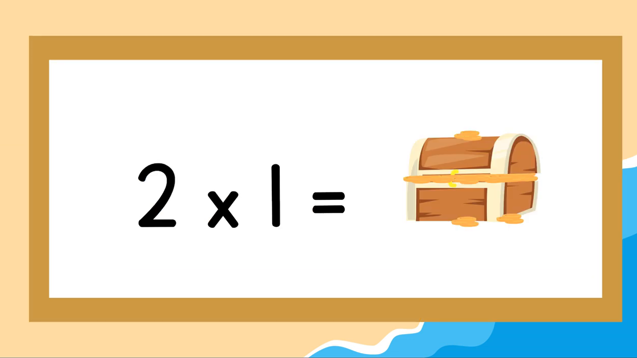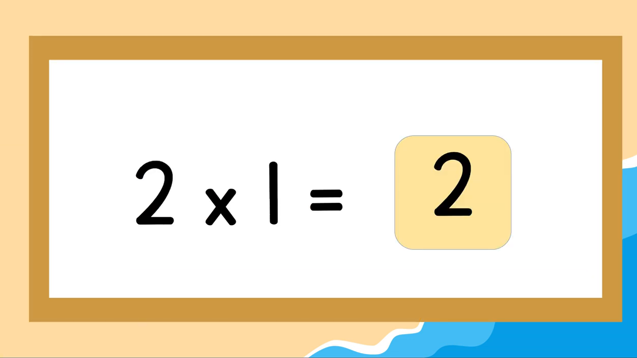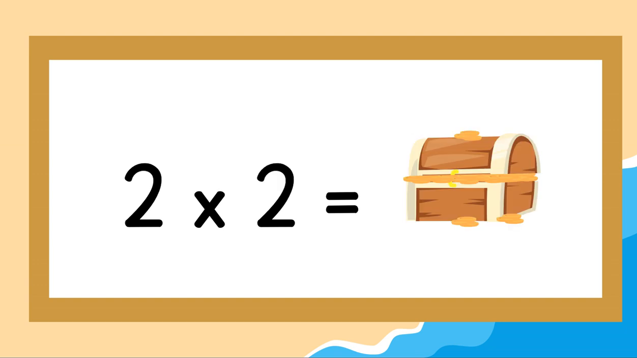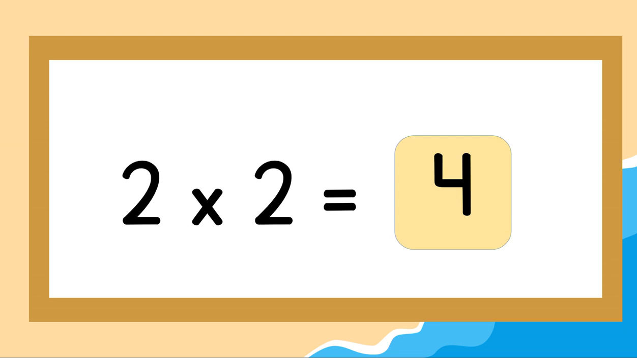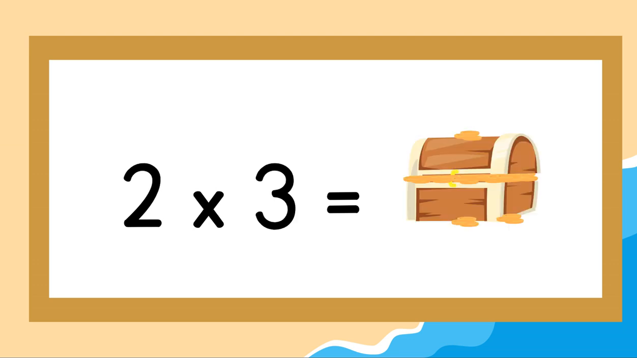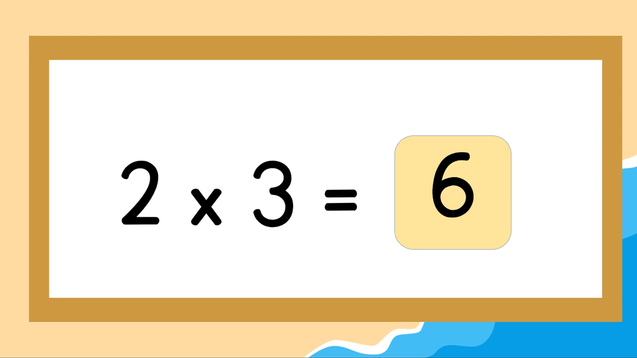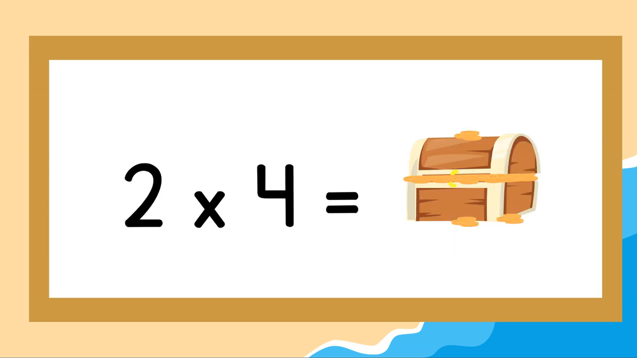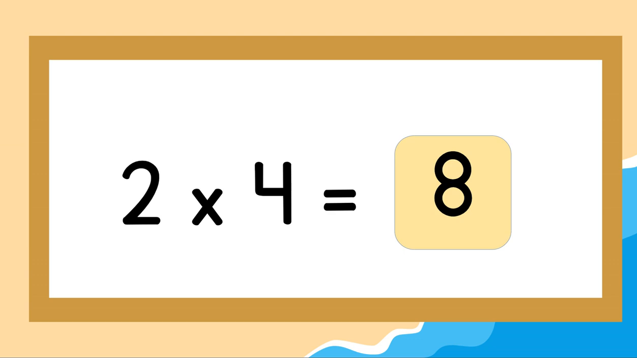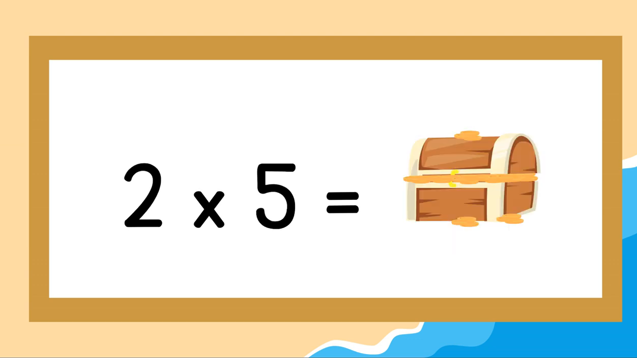2 ones are. Can you guess? 2 ones are 2. 2 twos are. Can you guess? 2 twos are 4. 2 threes are. Can you guess? 2 threes are 6. 2 fours are. Can you guess? 2 fours are 8. 2 fives are.